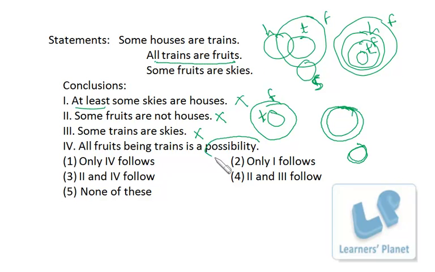So here we are talking about possibility only. In this conclusion, there is a concern of possibility only, not surety. So yes, we can say that it is a possibility. So all fruits being trains is a possibility. So this conclusion is true. So only 4 follows. I hope you are clear. Once you are clear with these circles, the syllogism problems are really very easy.